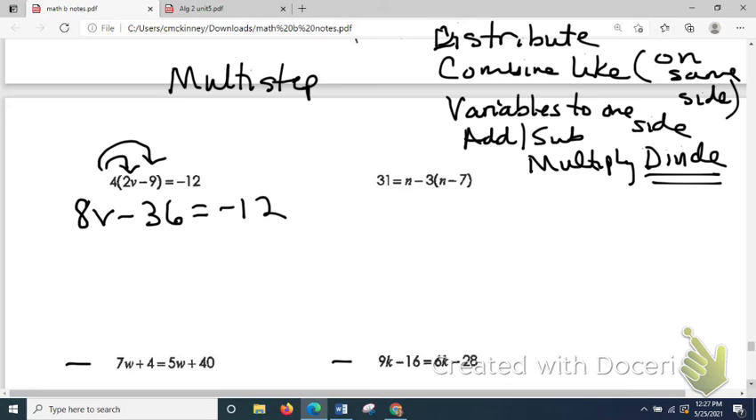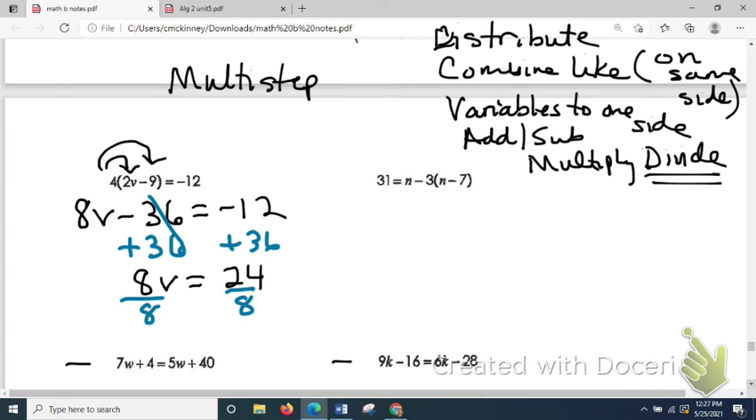And after we've done that, in this case we don't have any combined like terms. And now we can treat it like a two-step equation, add 36 to both sides. Opposite signs, so I subtracted. Divide both sides by 8. And v is 3. So if there are parentheses, we do need to distribute first.